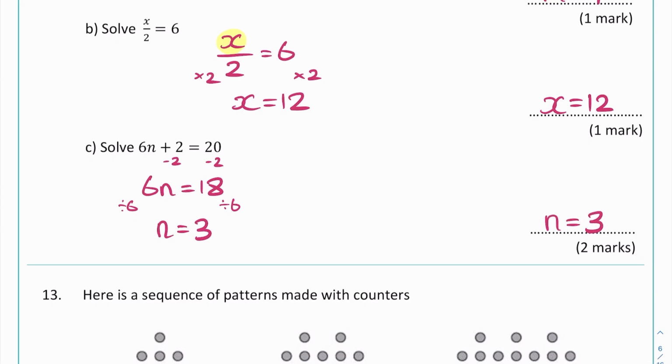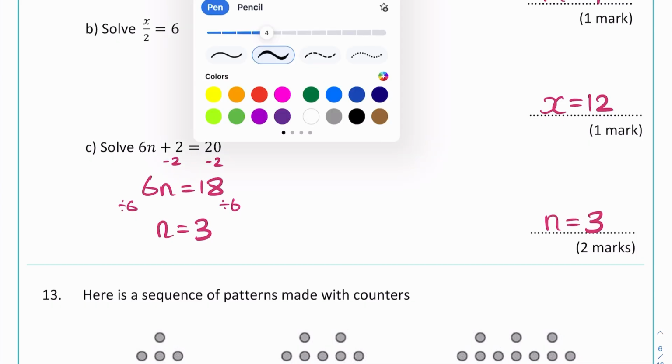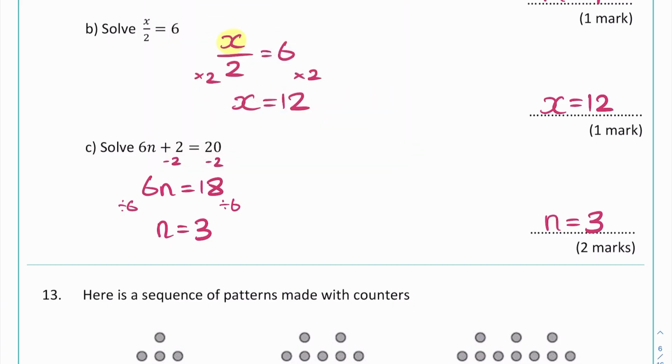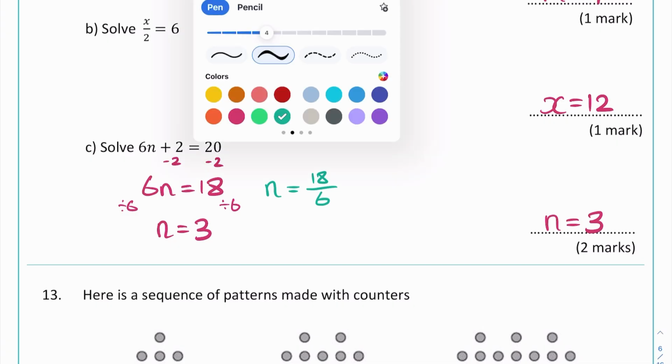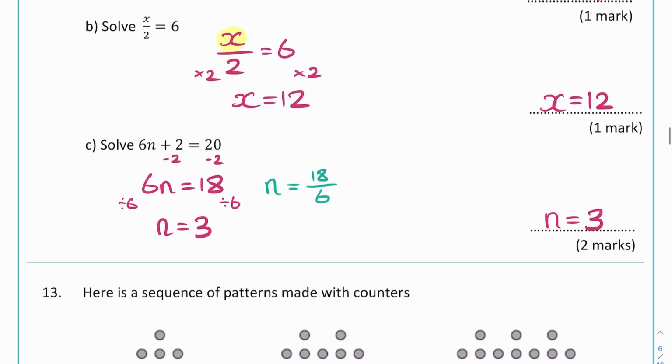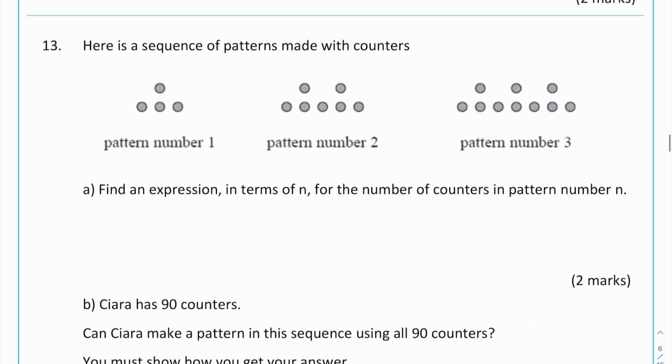And just as a little side note, if that number there didn't divide perfectly, so say for example we had 5n equals 18, then you could write that as a fraction. You could write n equals, and I will keep it as 6, but we'll write 18 over 6, and that'll be fine if it didn't divide. But if it does divide, you do want to write what 18 divided by 6 actually equals. But there we go, there is some of our equations.